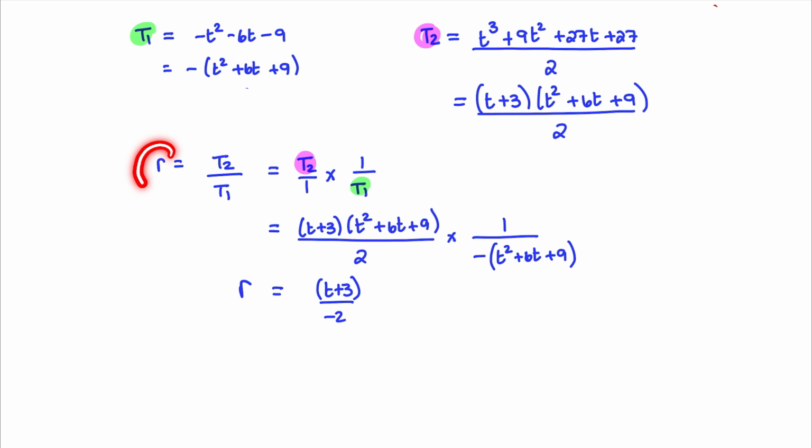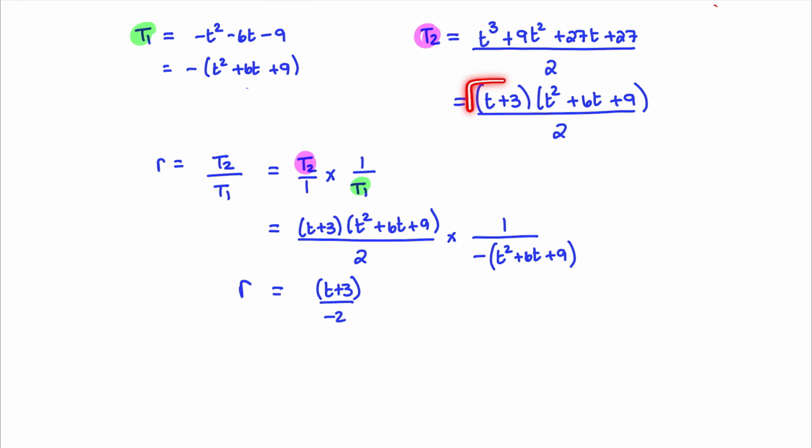Now what we can try and do is find the ratio. So the ratio is term 2 divided by term 1. And another way to write this is saying term 2 over 1 multiplied with 1 over term 1. And this looks like something that we have learned in grade 10. What I'm trying to avoid is a compounded fraction. That is why I split it up like that.